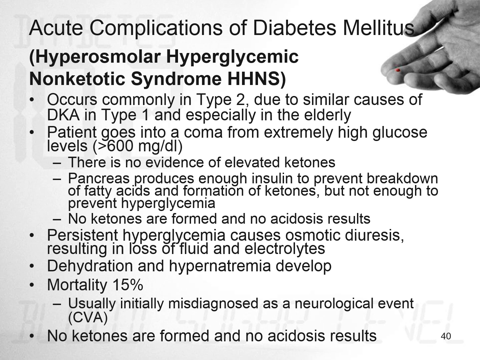So no ketones are formed and no acidosis results in HHNS. So for some patients, this syndrome is actually the first sign of diabetes. Others may have been previously diagnosed with what they call borderline or pre-diabetes. These patients don't exhibit the Kussmaul's respirations either because they're not in that acidotic state. They lack significant lactic acid levels.